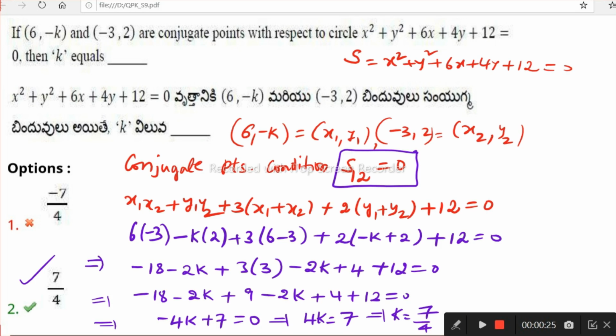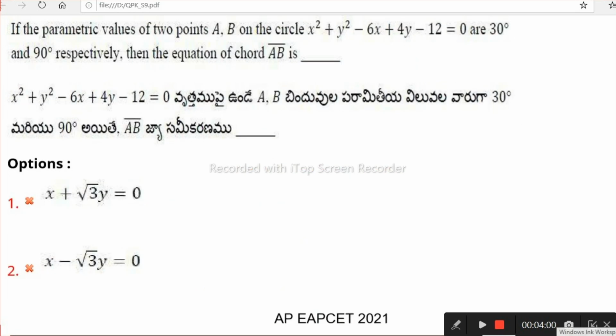Now look forward to the next question. See this question, what is given here? If the parametric values of 2 points A and B on the circle x square plus y square minus 6x plus 4y minus 12 is equal to 0 are 30 degrees and 90 degrees respectively, then what is the equation of chord AB? What is the equation of the chord joining AB? We have to find out.